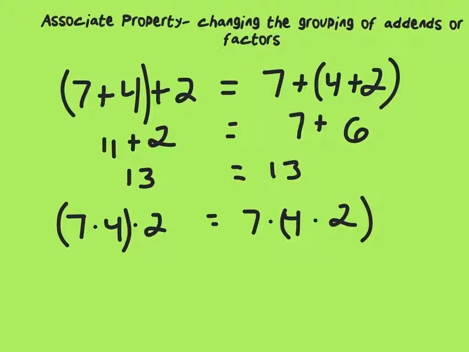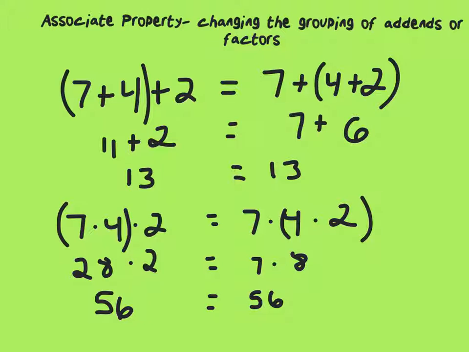On the left side, we're going to do what's inside the parentheses first. So 7 times 4 is 28 times 2. 28 times 2, you know what 28 times 2 is? It's 56. So we know the left side is 56. And on the right side, we do 4 times 2 first because the parentheses are around the 4 and the 2. So we get 4 times 2 is 8. And then 7 times 8 is 56. So we can see that the associative property works for both addition and for multiplication.